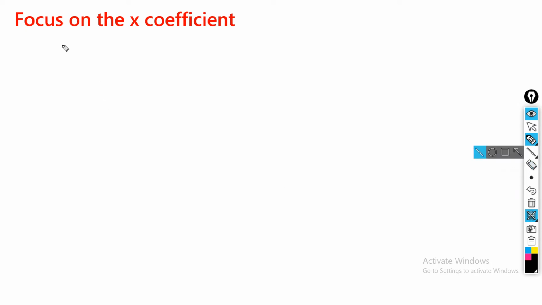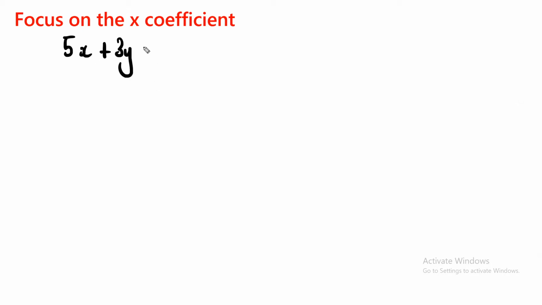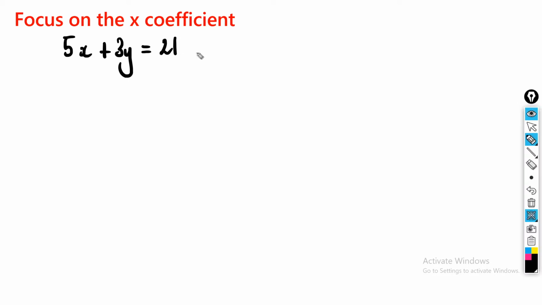We're going to look at 5x plus 3y is equal to 21. And this is equation 1, right? Then we have 2x plus 7y is equal to 20, right? Cool.